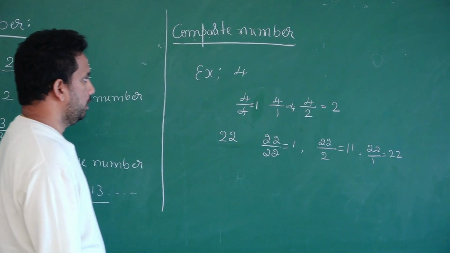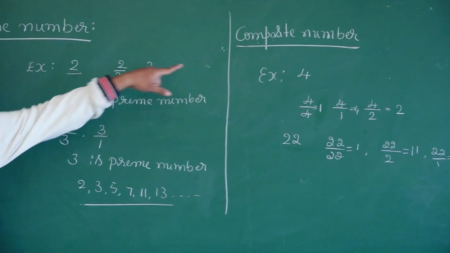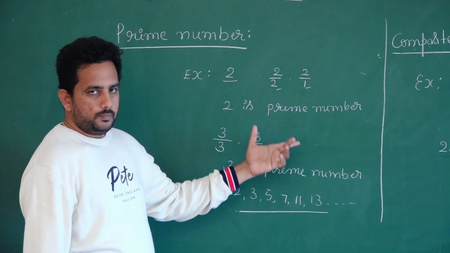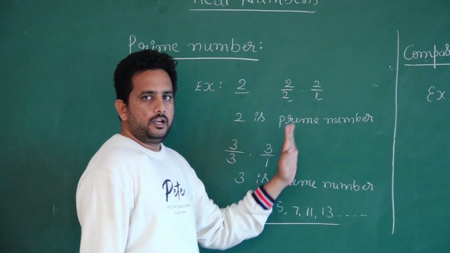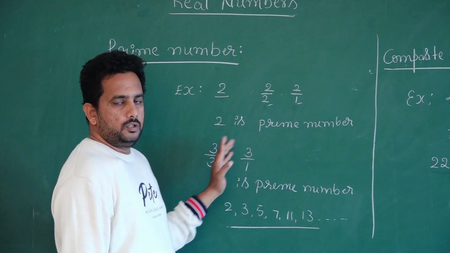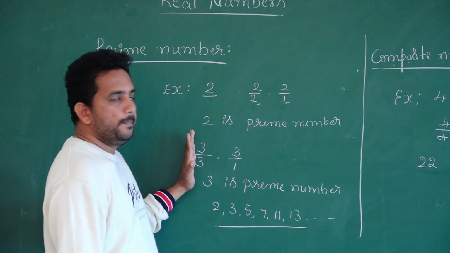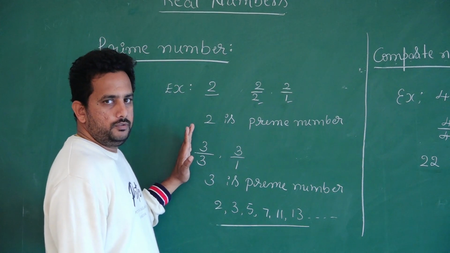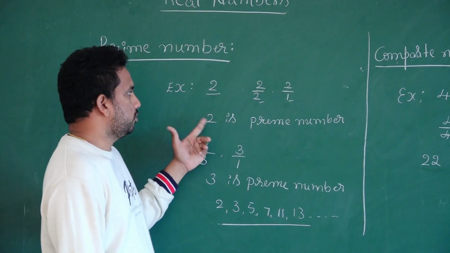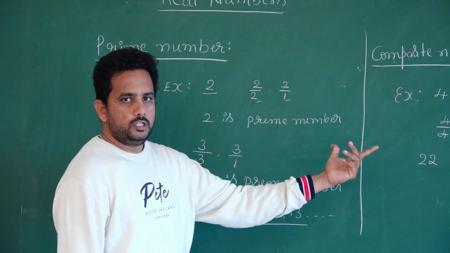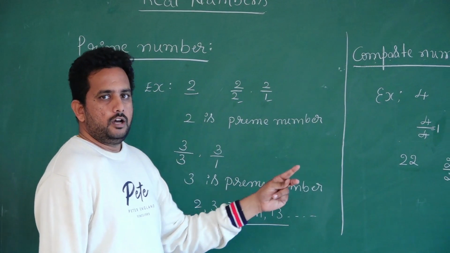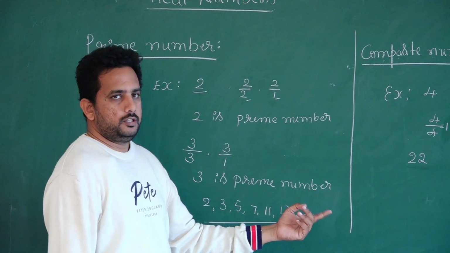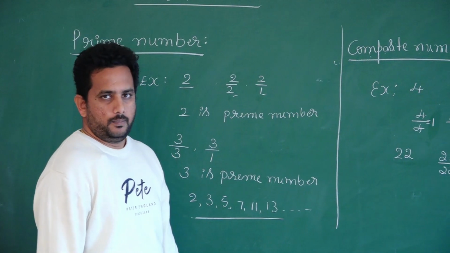Now you can understand what a prime number is and what a composite number is. In the number system, we divide numbers into prime numbers and composite numbers. A number which has only two factors, that is, divisible by 1 and itself, is called a prime number, and a composite number is a number which has more than two factors.